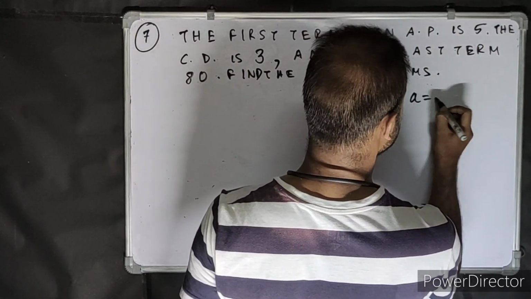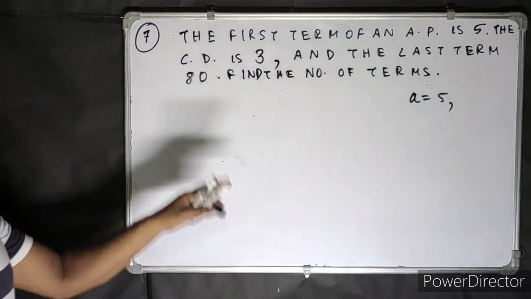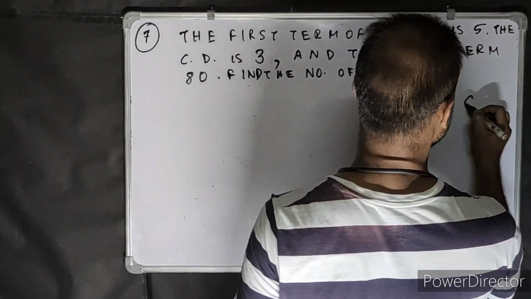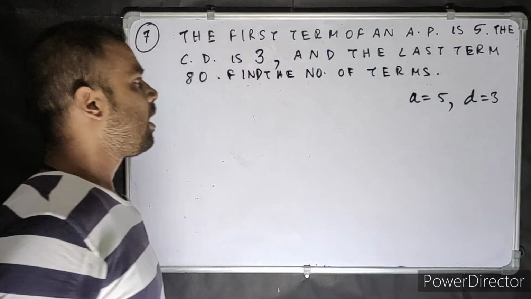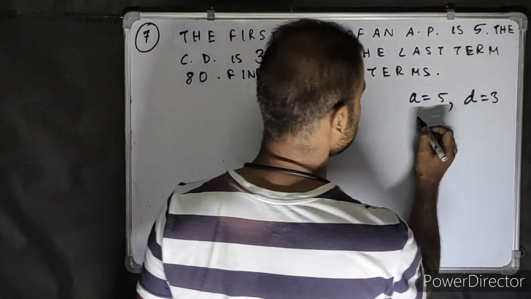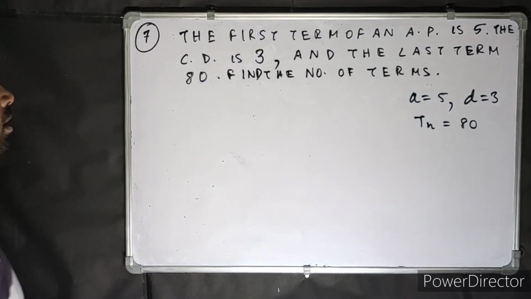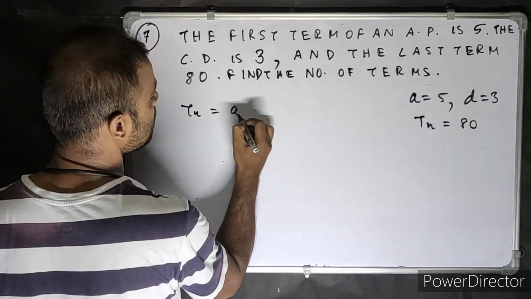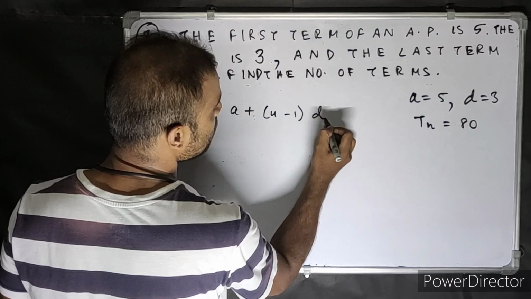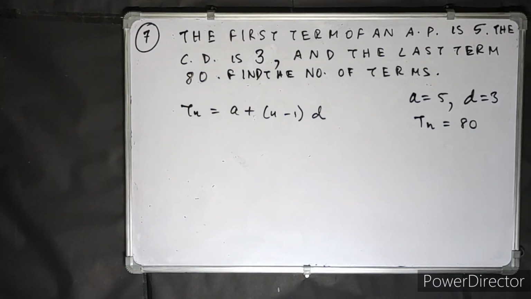Start. A is given as 5, common difference D is given as 3. Okay. Then the last term 80, that is T of n, is given as 80. Very simple to start. Find the number of terms. T of n is equal to A plus (n minus 1)D. I showed how to prove this also.